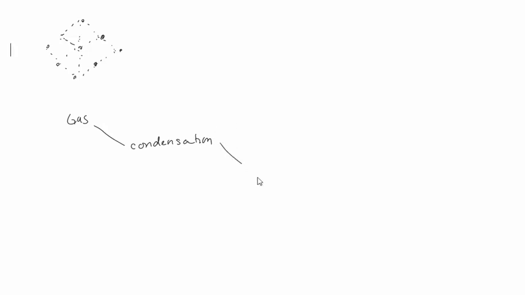And when we condense, we're starting to form a liquid. Now, at the same time we have condensation, we're going to have evaporation. So condensation is going from a gas to a liquid, but evaporation is going from a liquid to a gas.